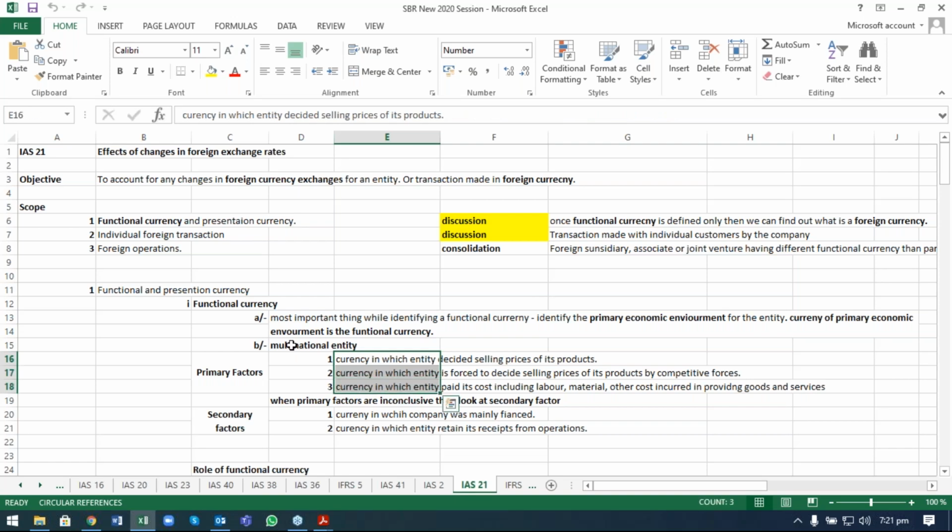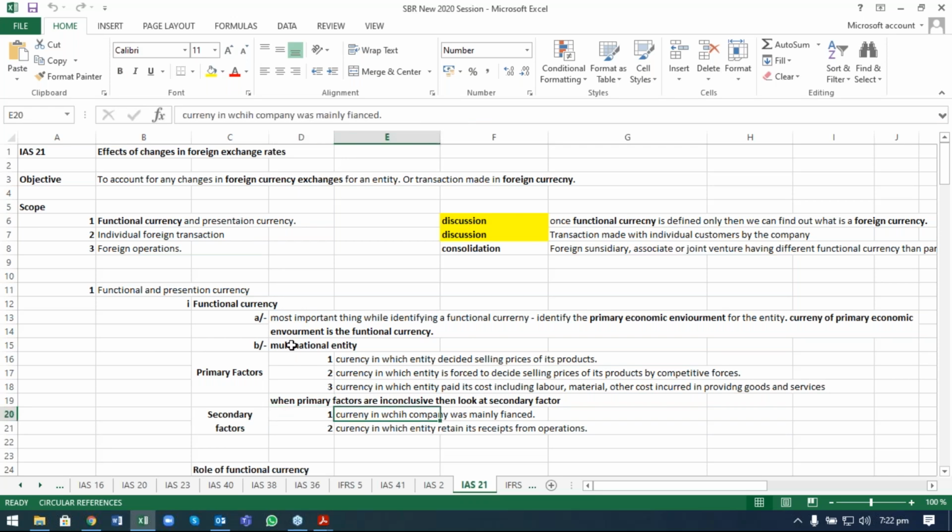And we're going to apply all of these primary factors to our scenario to make sure whether these primary factors are applicable to this scenario or not. Second, if these primary factors are inconclusive and you're not able to ascertain what the functional currency of the company was, then you need to move on to the secondary factors. What are the secondary factors?